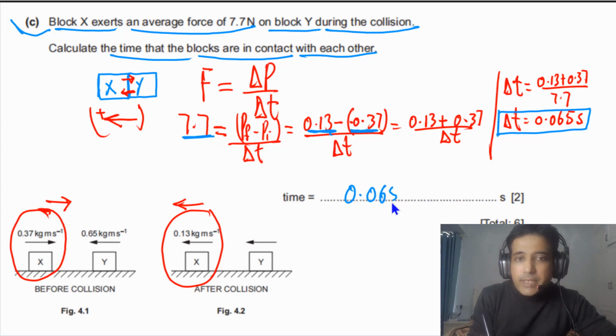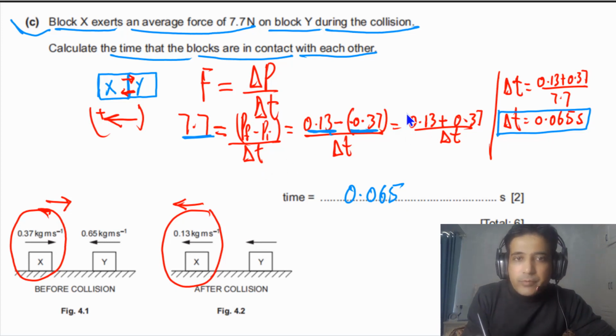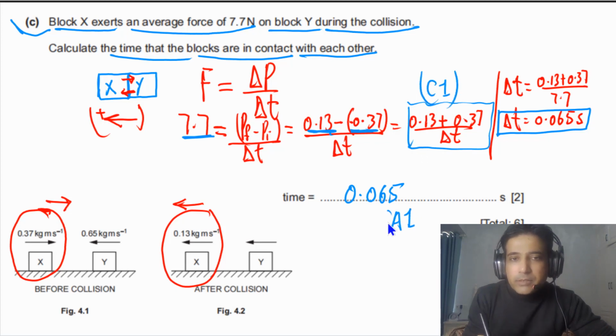And this question has 2 marks. The first mark you will get if you have written this step; that is the C mark. And the second mark is the answer mark. If you have got the right answer, you will get 2 marks for this question.